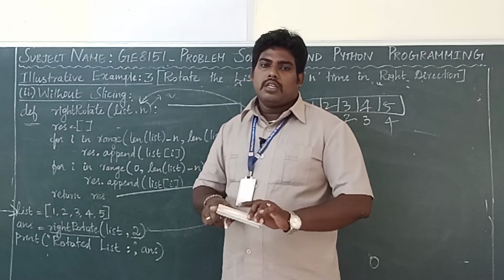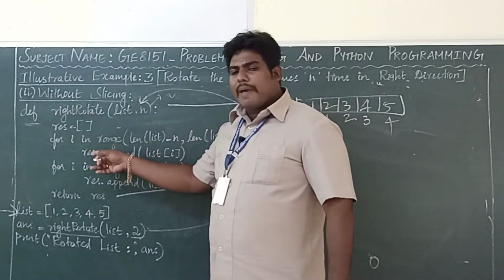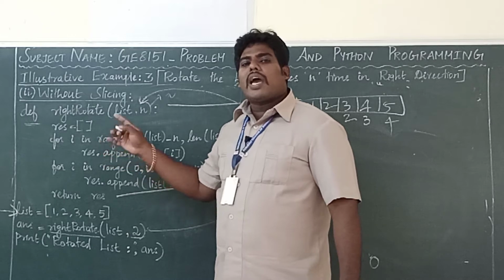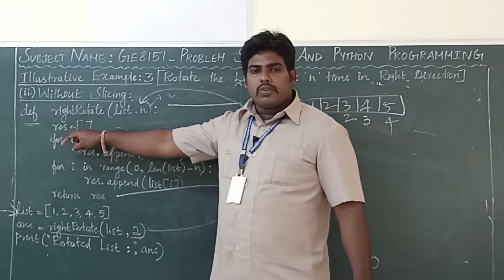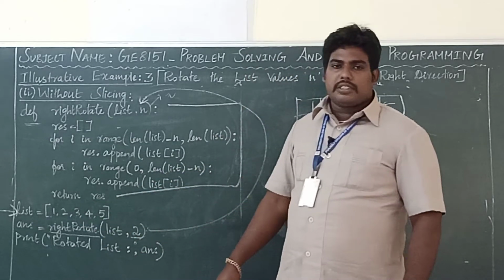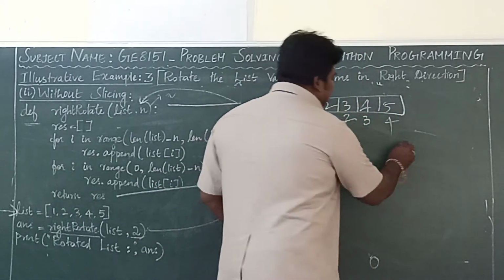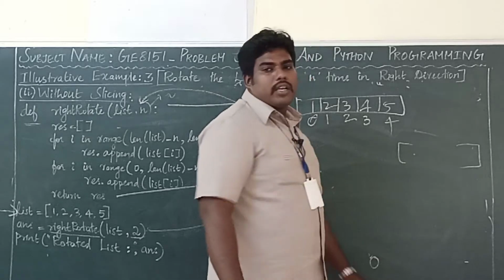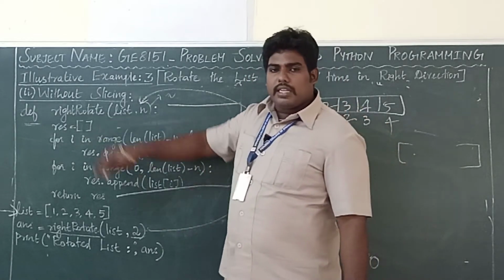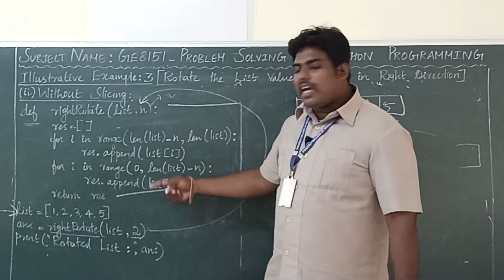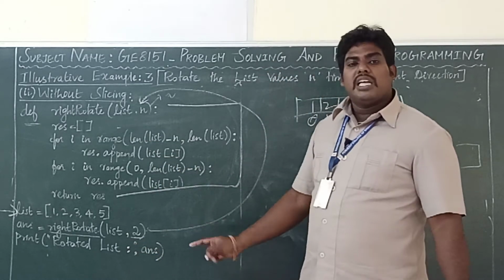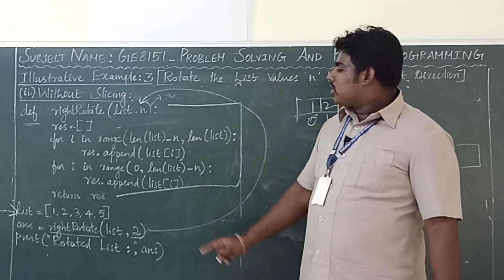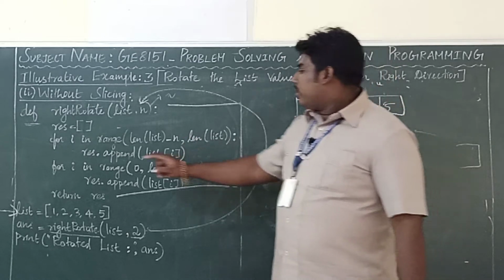Empty list. If you are using open and close square brackets and you are not putting any values, we say it is an empty list. I am creating one empty list. Then see here, I am going to use the logic to rotate the list without the slicing concept. So my logic starts here.